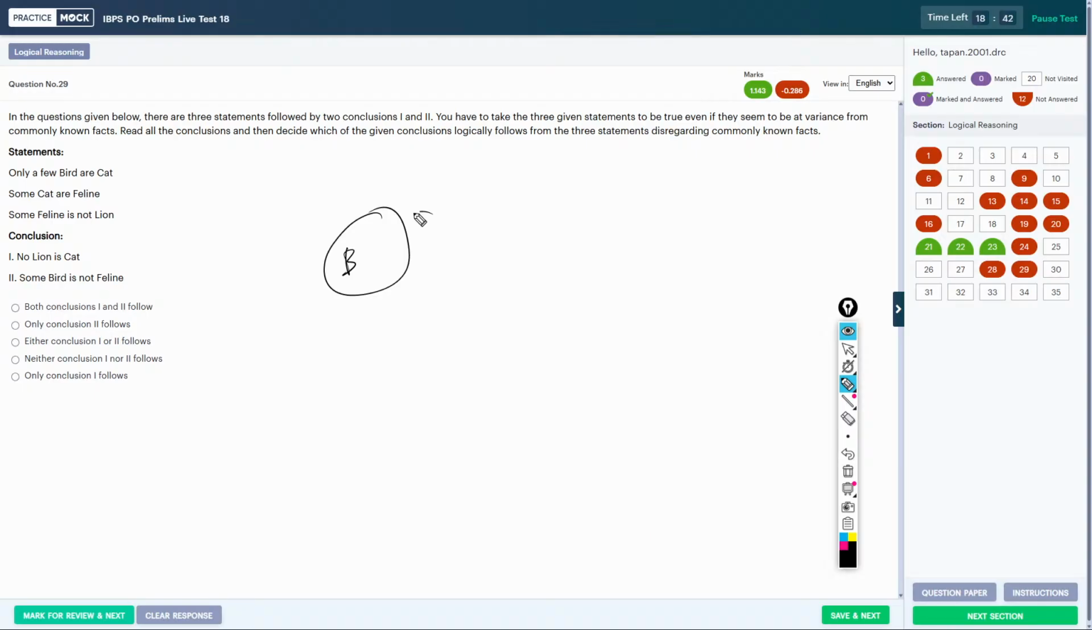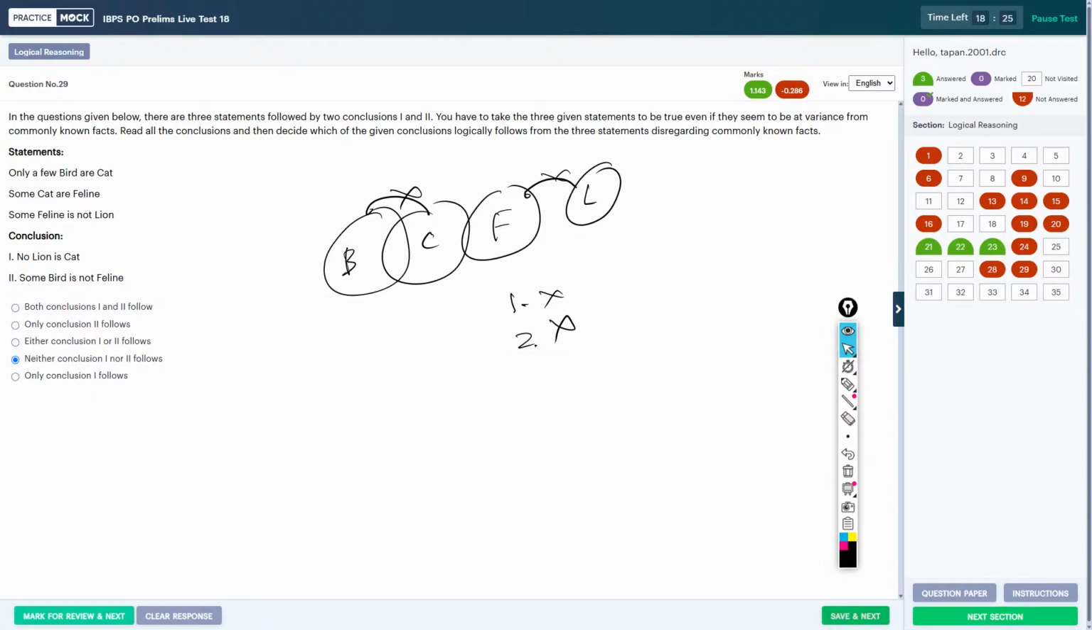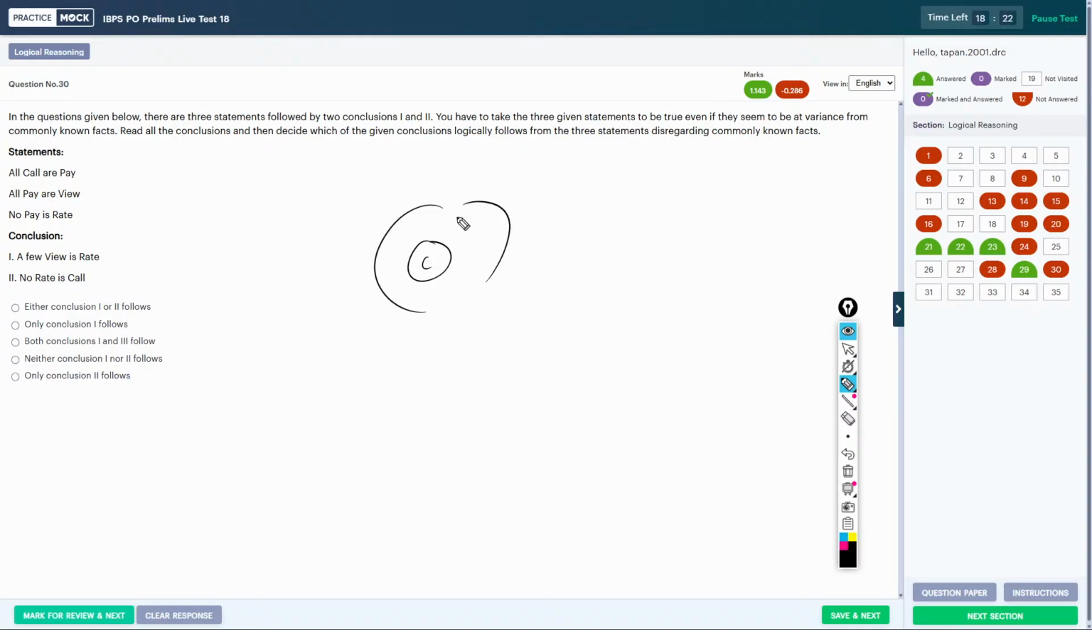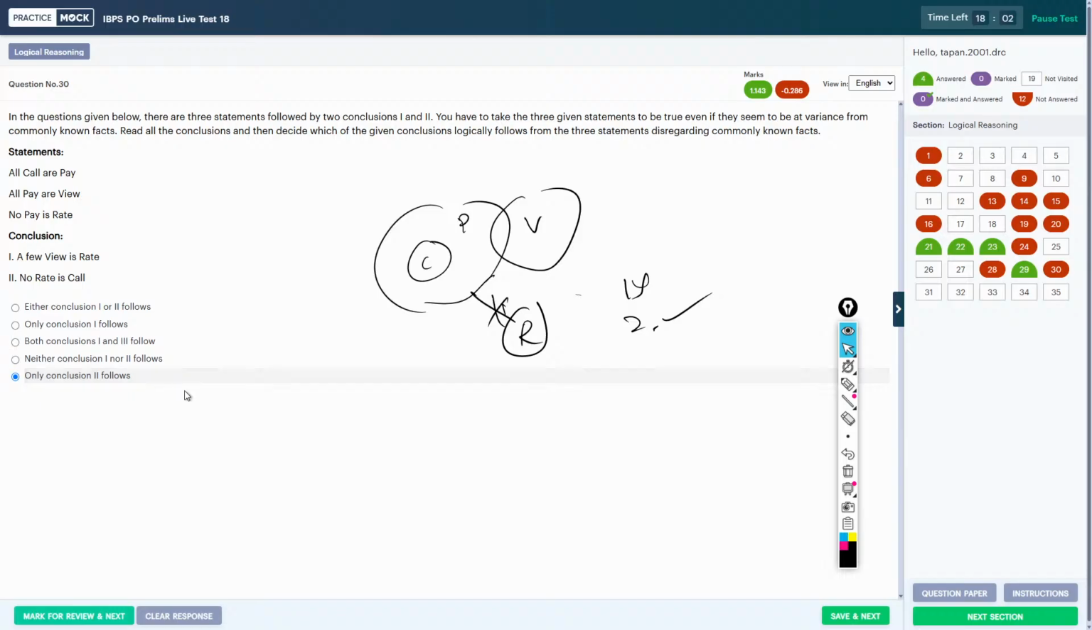Only a few birds. Cat, some cat, feline, some feline is not lion, no lion, cat. Some birds, it's not mine. No, not necessarily. So neither follows. All cat, pay, all pay, view, no pay, rate. You view rate, view rate, no rate, call, rate, call. Only 2 follows.